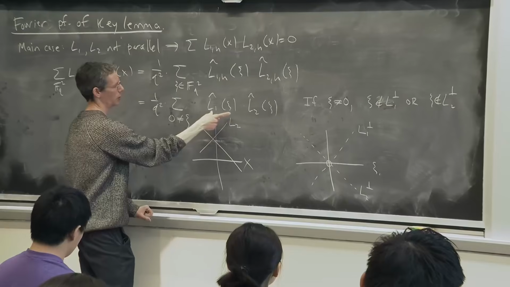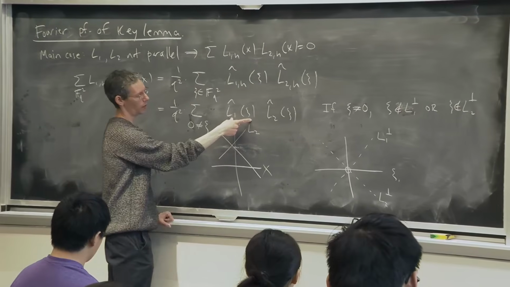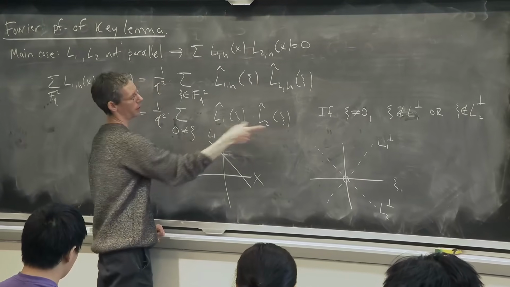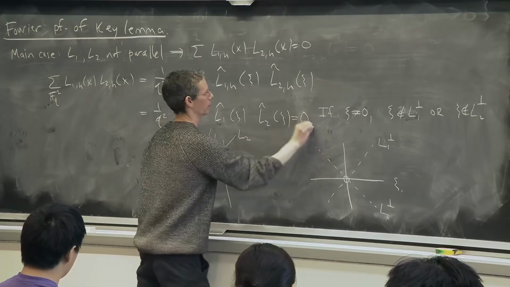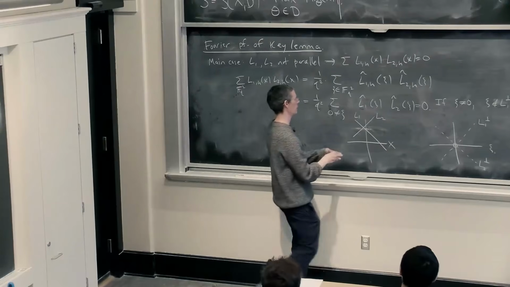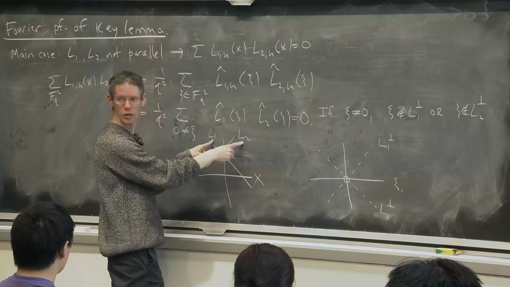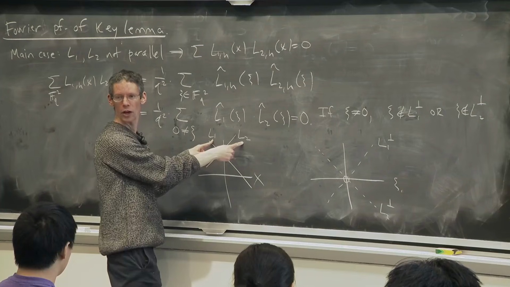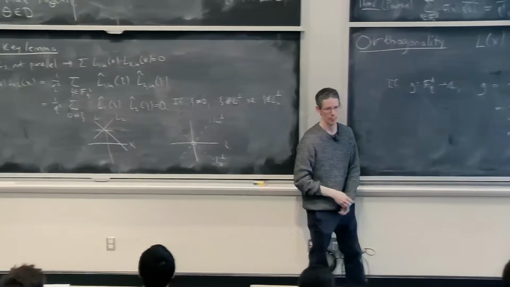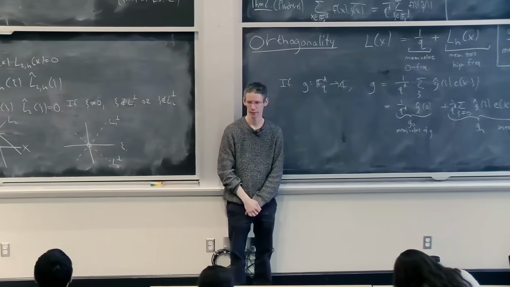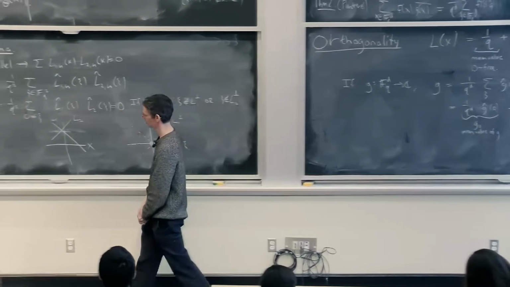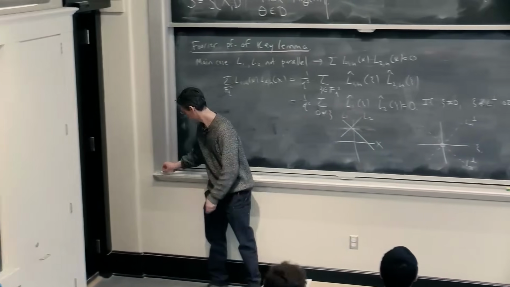But this function is only supported when xi is in L1 perp, and this one is only supported when xi is in L2 perp. So at every xi in this sum, one of these guys is 0. Or to put it a little bit differently, these two functions have disjoint Fourier support. So they are orthogonal.